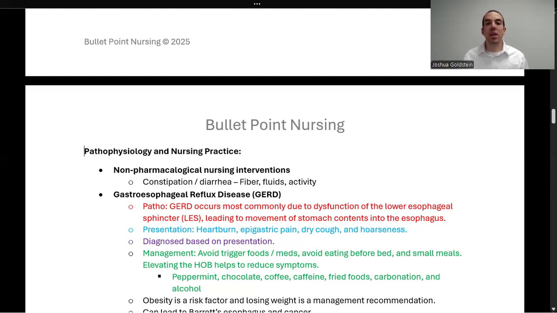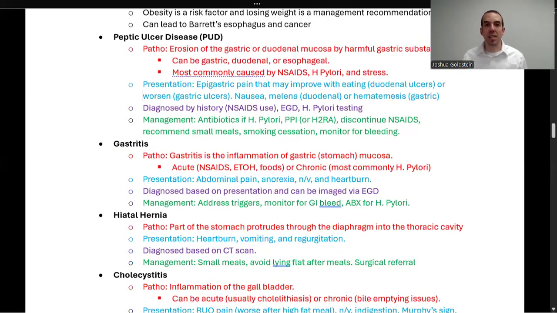And GERD, if left uncontrolled, if we don't teach them to avoid it, if they're just dealing with it all the time, or let's say they're popping Tums to fix it or things like that, then that can lead to Barrett's esophagus as well as cancer.